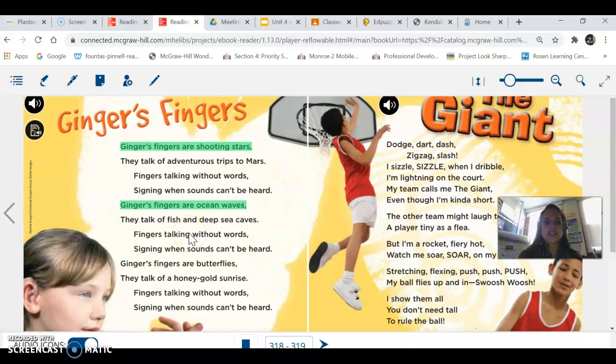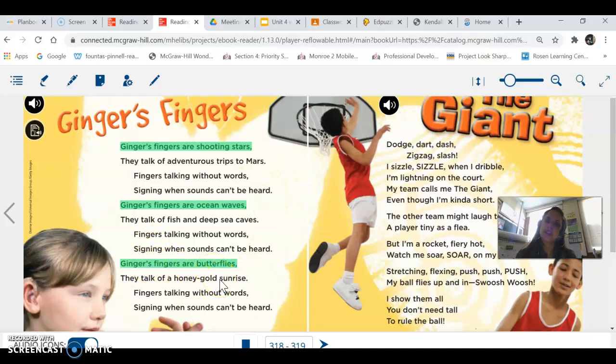They talk of fish and deep sea caves. Fingers talking without words. Signing when sounds can't be heard. Ginger's fingers are butterflies. Here is another metaphor. Ginger's fingers are butterflies. What two things are being compared? Right, Ginger's fingers to butterflies.